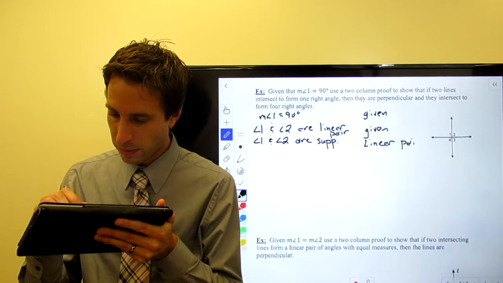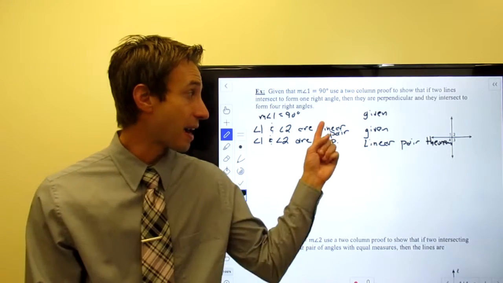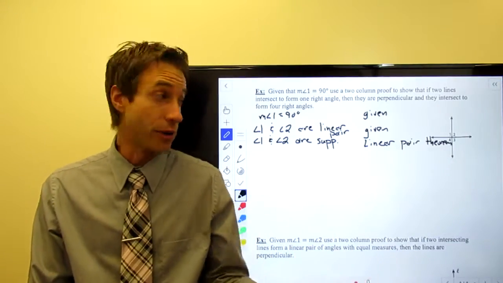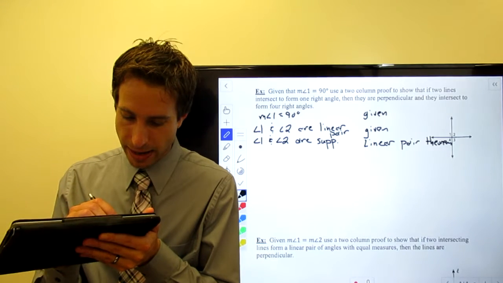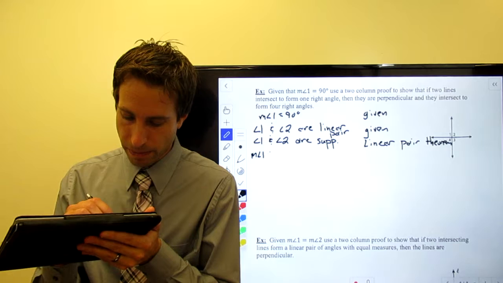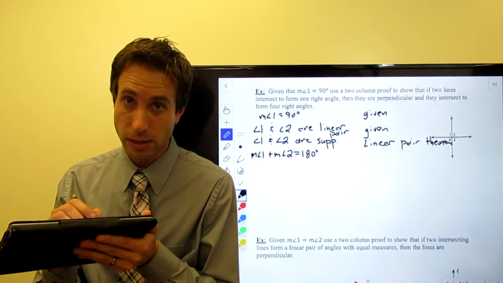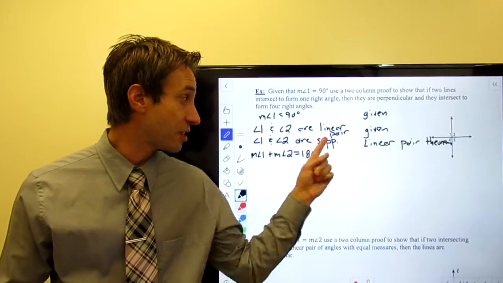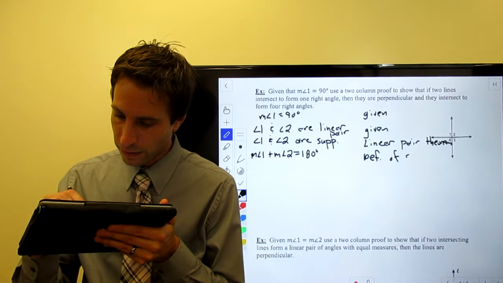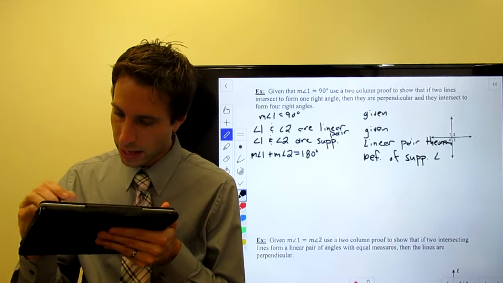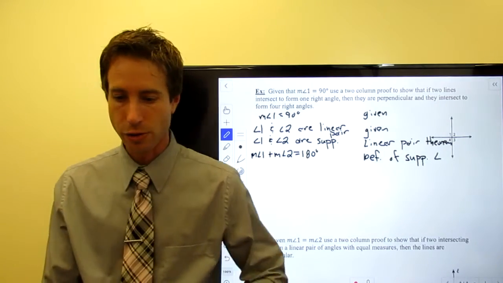Linear pair theorem. Based on our linear pair theorem, if I have a linear pair, it sums to 180 degrees. So they're supplementary. Now what I can then say is that the measure of angle 1 plus the measure of angle 2 equals 180 degrees. Well, that's our definition of supplementary angles. Our definition of supplementary angles says two angles sum to 180 degrees.